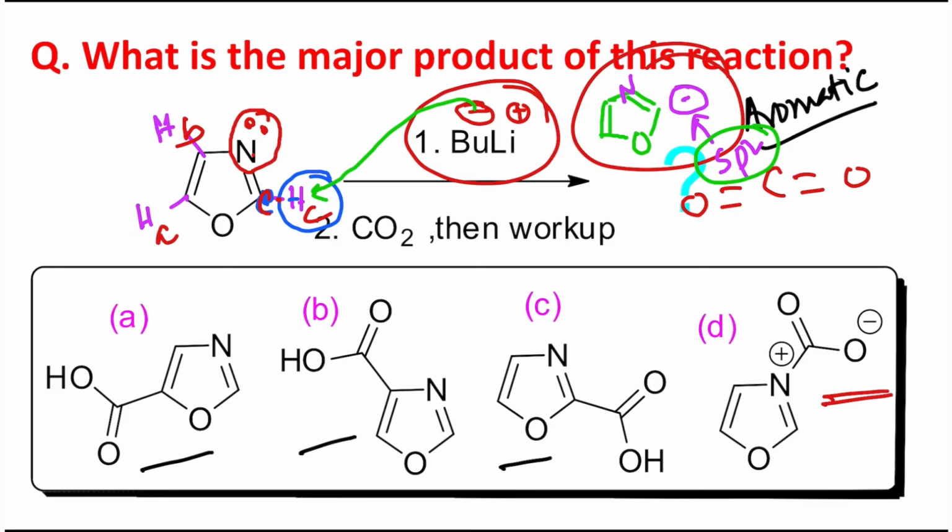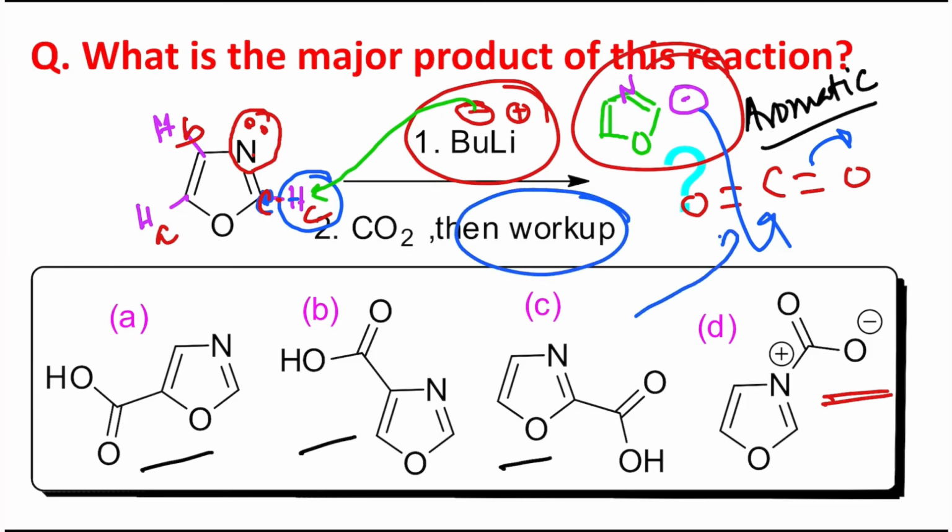Now in the next stage, this lone pair of electrons will attack this carbon dioxide and it will open up, producing a carbon dioxide adduct, or consider the addition product, and later during the workup it will be converted into this. Initially there will be O minus, and after the workup this O minus will become OH. So option C is the right answer.